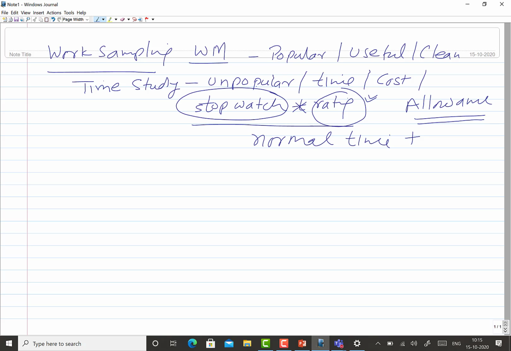This is also a difficult one, because the study man is standing in front of the worker who is being timed. This makes him uncomfortable, and he may not be able to work in a normal rhythm, in the normal way. So he may commit mistakes also. This approach of time study is not that popular, especially among the workers.